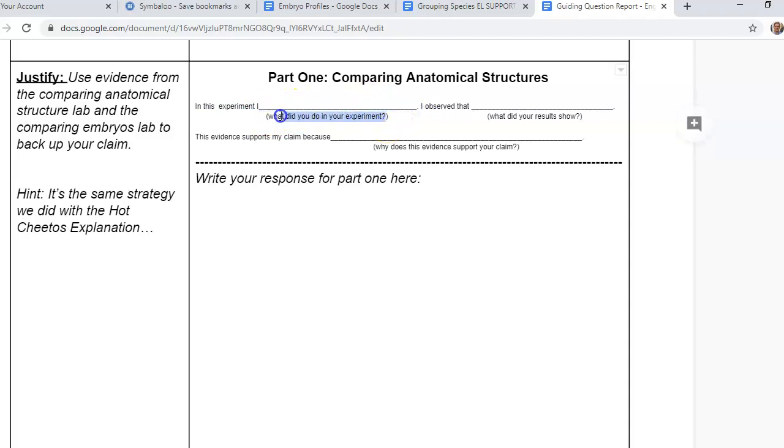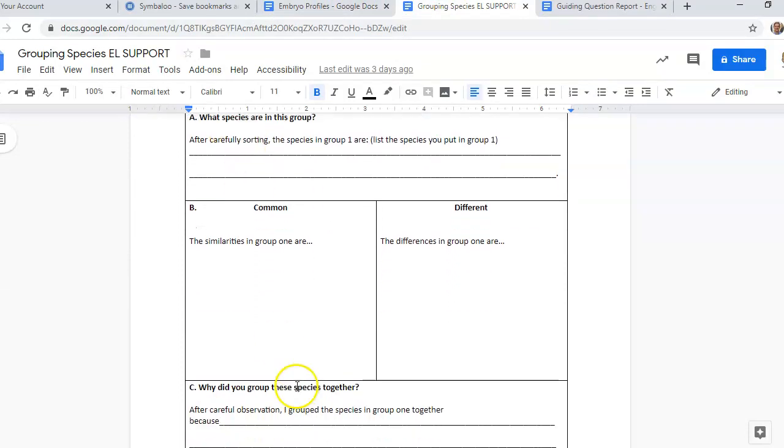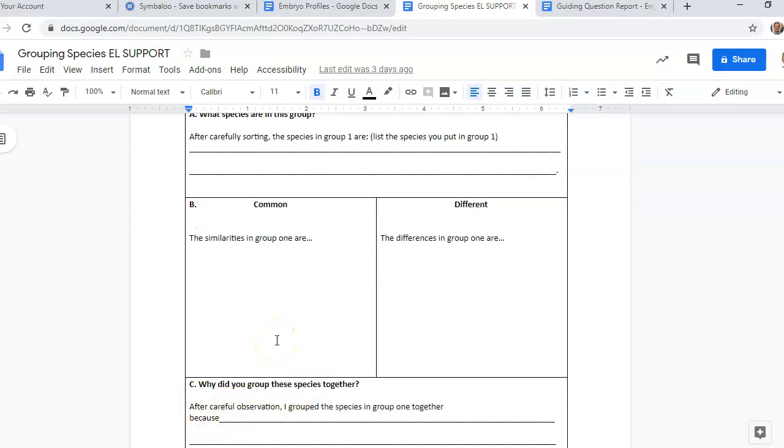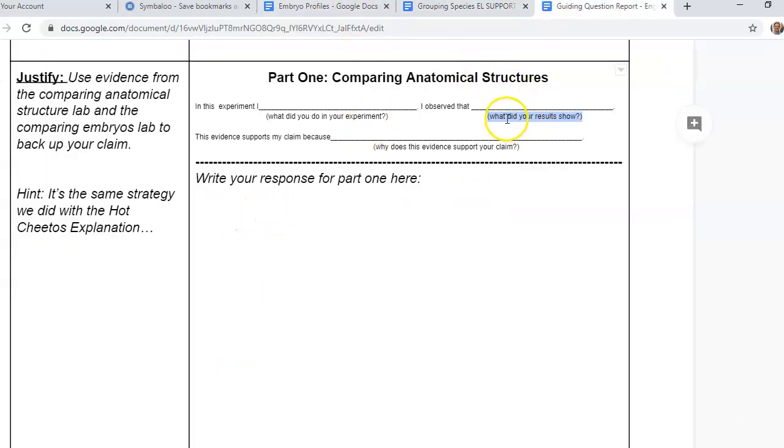What did you observe? What did you do in your experiment? That's what you're talking about. You're writing about everything that you did. I observed that. What did your results show? And again, this is part one. So we are going to be using this one right here for part one. So what did you do in your experiment? Like you can say, I grouped common species together with those cards, and you can just tell me exactly what you did on that day. And then the next part is right here. You'll see, what did your results show?